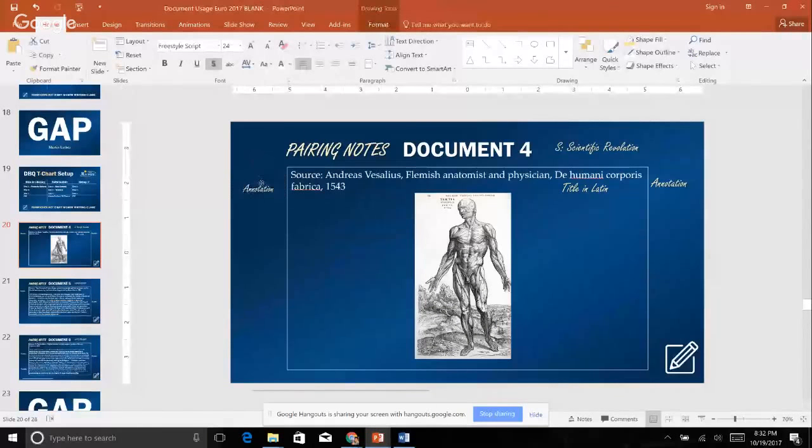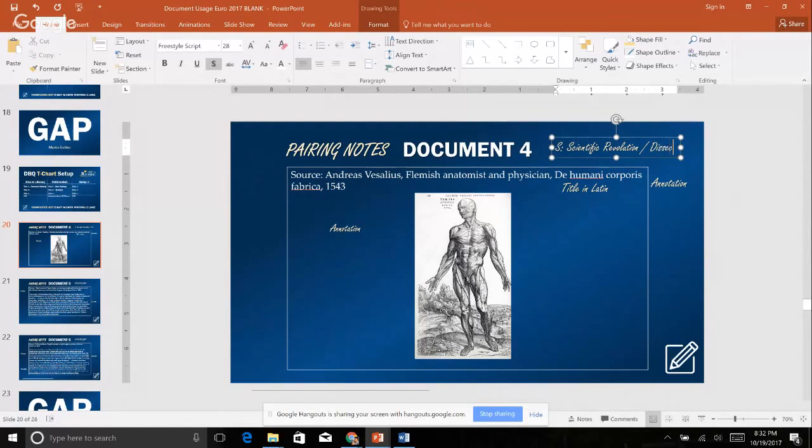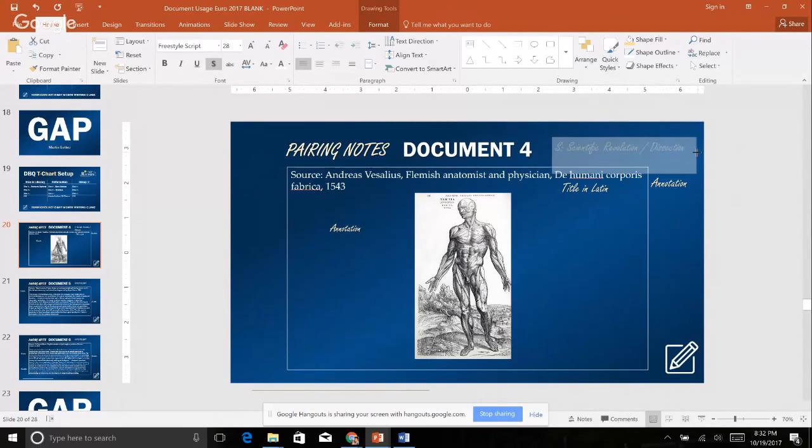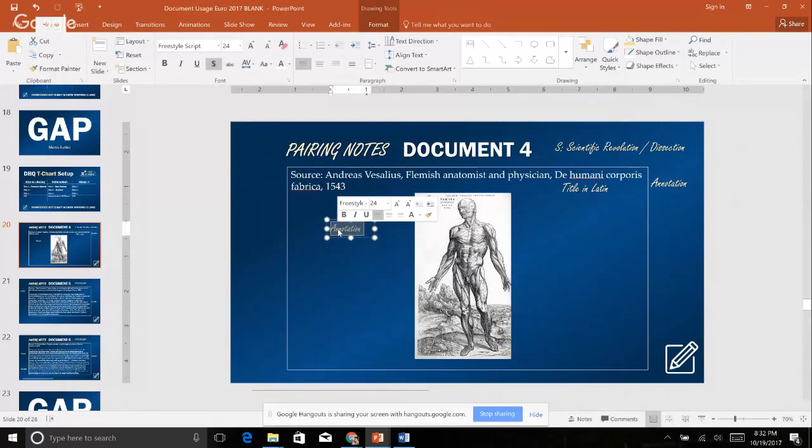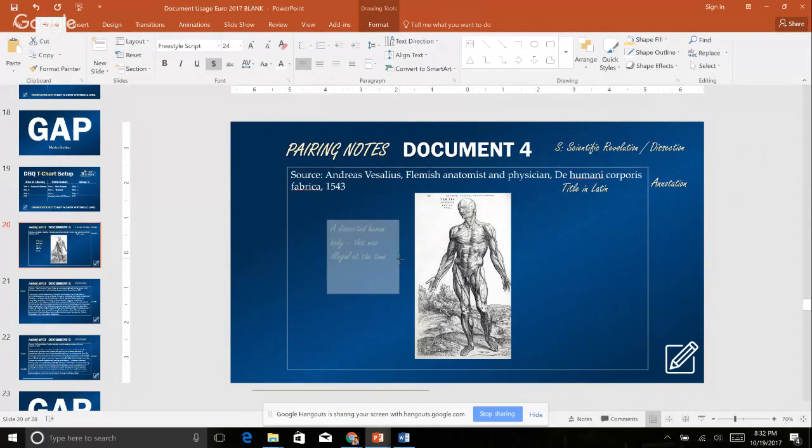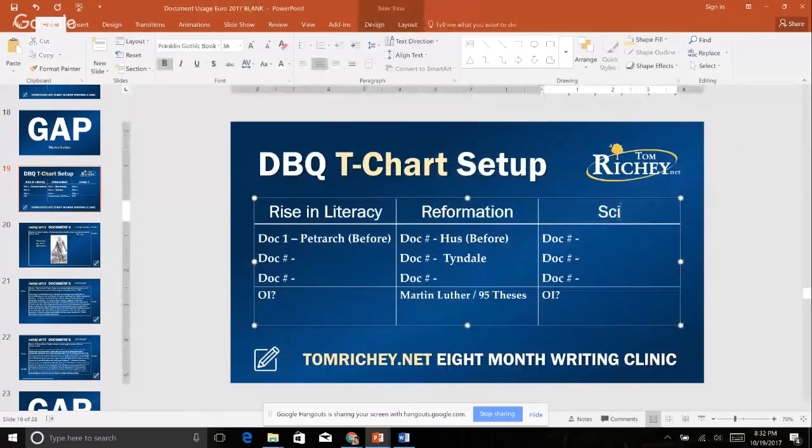Before the scientific revolution, this is where we should know what's going on here in the dissection. Basically, Vesalius is dissecting cadavers. We see that this is a dissected human body. This was illegal at the time. So basically, we see that things are being challenged. With this, we have a document having to do with the scientific revolution.